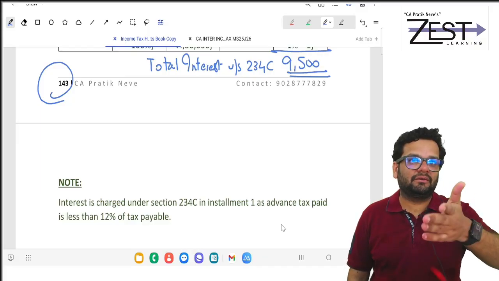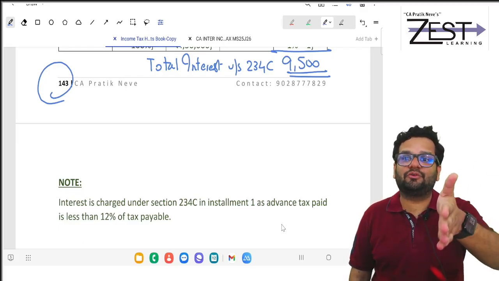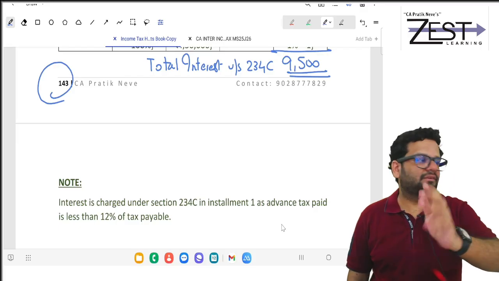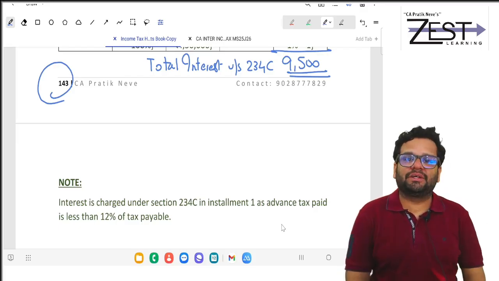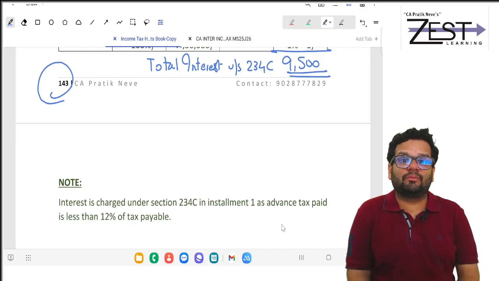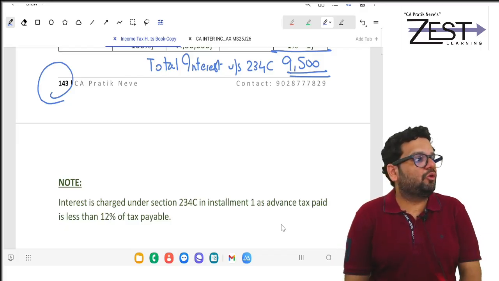So how are we going? Reverse. 234C we have done. So once you complete this, we will do 234B and then 234A.